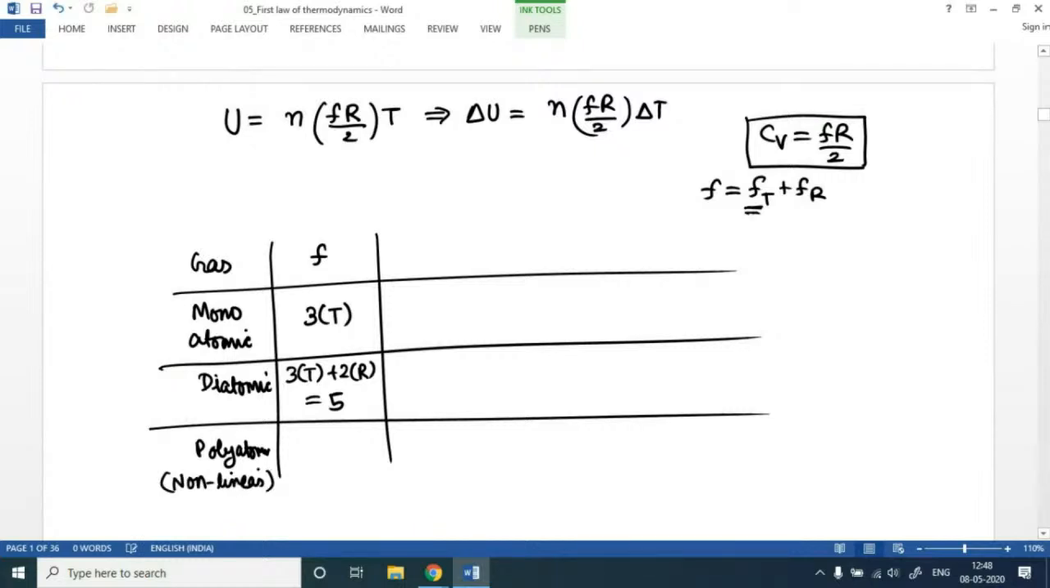For example, if it is linear, it will only have 2 rotational degrees of freedom, but for non-linear, that would be 3 translational plus 3 rotational as well. So the total will be 6. So this is the column for degrees of freedom.